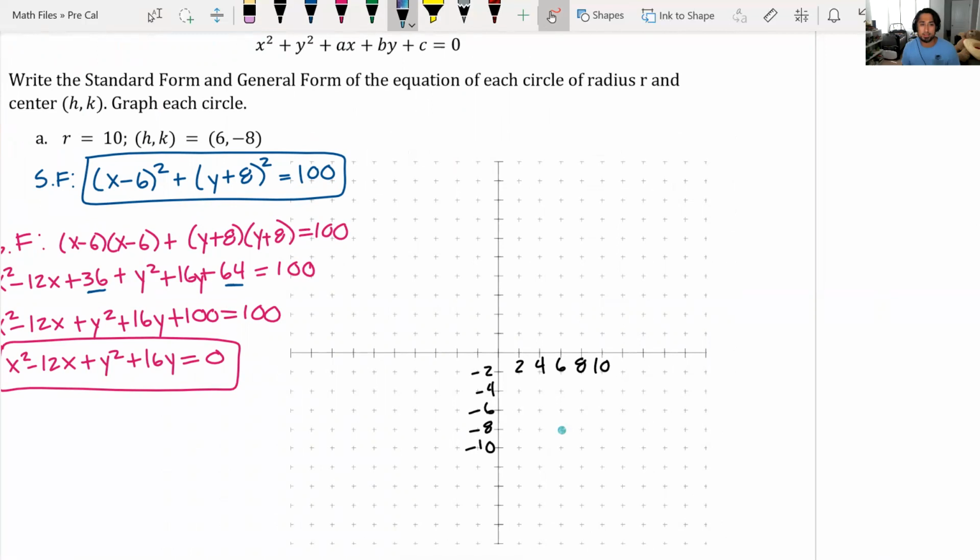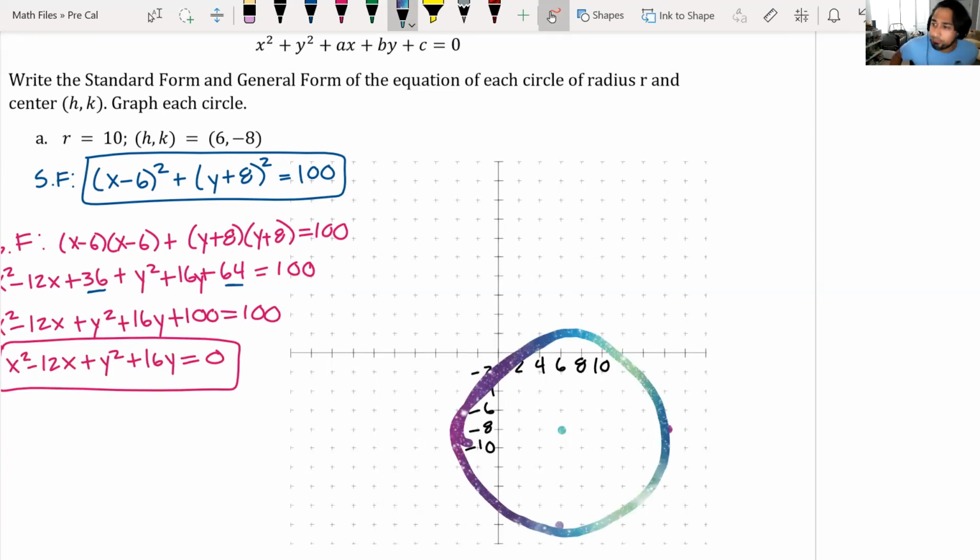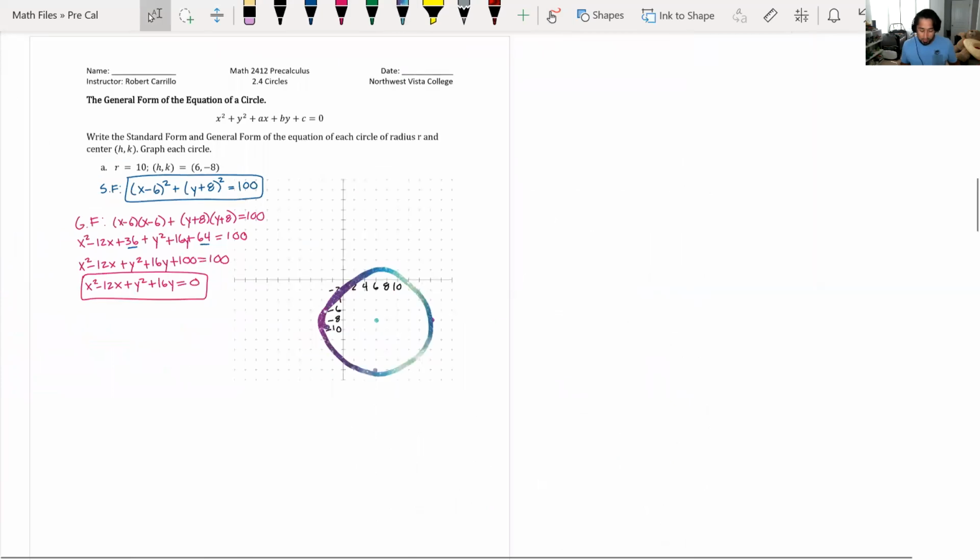And our radius is 10, so we go up 10. So 2, 4, 6, 8, 10. And 2, 4, 6, 8, 10. And 2, 4, 6, 8, 10. So 5 spaces, right? There's our circle, and connect. Nobody makes a prettier circle than me, okay? All right. There you go. Okay, so that is the general form.